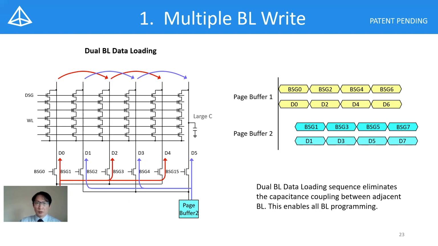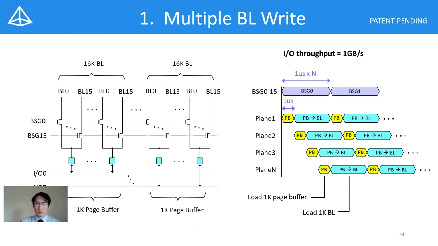So we developed a dual binary loading sequence to eliminate the binary coupling. This allows all binaries to be programmed together to double the write throughput. This slide shows the data loading sequence from the I/O bus to the page buffers and then to the binaries. You can see the loading time from the page buffers to the binaries is 1 microsecond per plane. So it has plenty of time to load data into a binary capacitance.